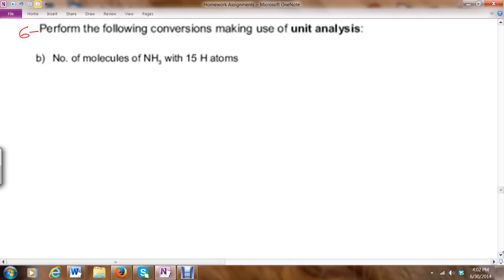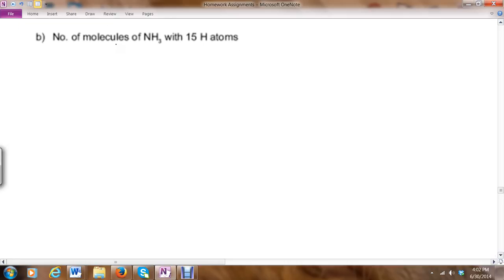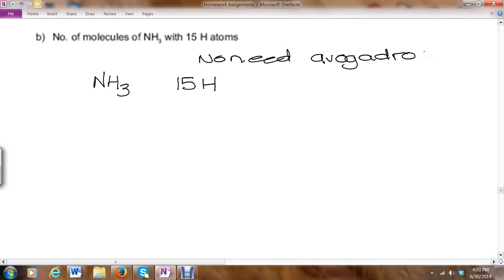This is 6B. And it says number of molecules of NH3 with 15 hydrogen atoms. Now, if you look, there's no need to use Avogadro's number. Why? Because you're going from atoms to molecules. So, number of atoms to number of molecules. They're asking for the number of molecules of NH3, and NH3 is a compound.